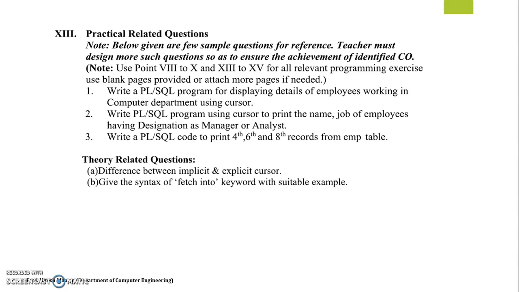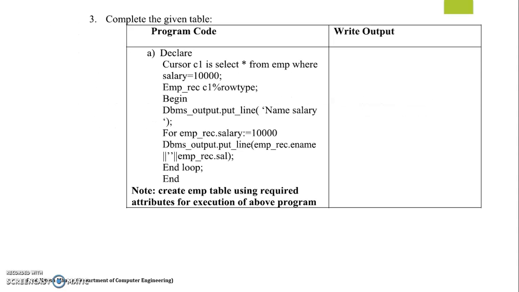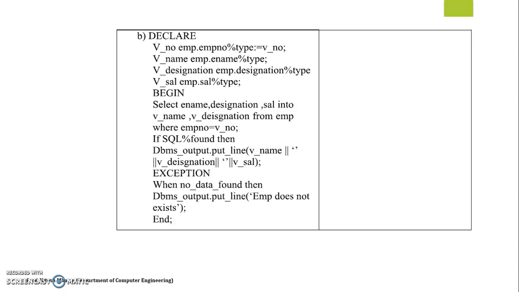These are some practical questions that you can try out on the tables that you have created. Here are some exercises, like printing the details of the first 5 highest earners from the employee table, or updating the salary by 15%. Then here is some code given, so you have to execute this and write the output. Here's another one. You can use this and perform this and check the output.